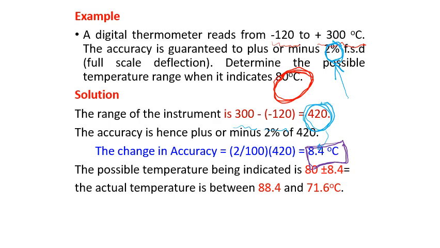Now, the measured value, which is 80 degrees Celsius, is actually 80 degrees Celsius plus or minus 8.4, which means the value could be 80 plus 8.4, which is 88.4 degrees Celsius, or it could be 80 minus 8.4, which equals 71.6 degrees Celsius. So the 80 degrees Celsius, in reality, is a value between 88.4 and 71.6.